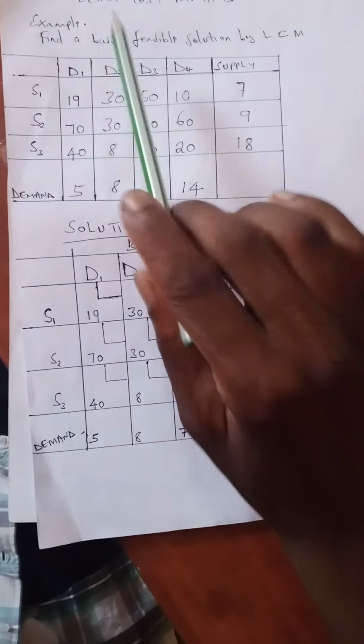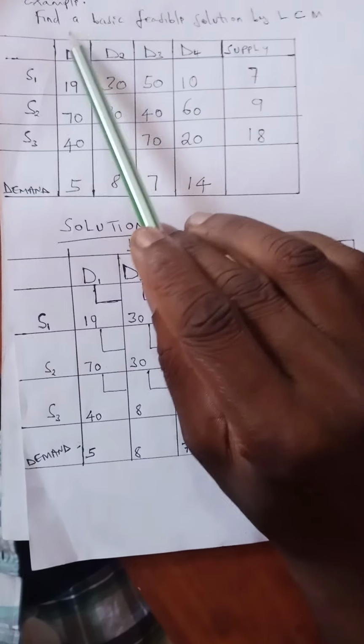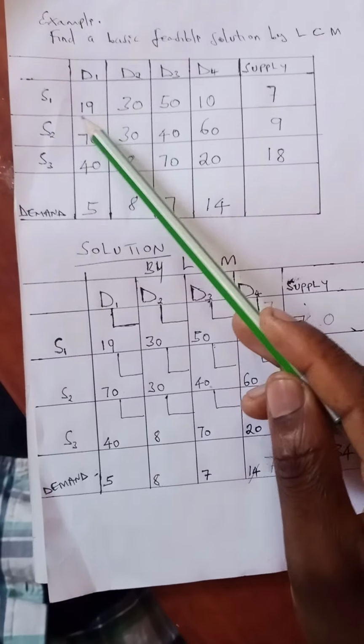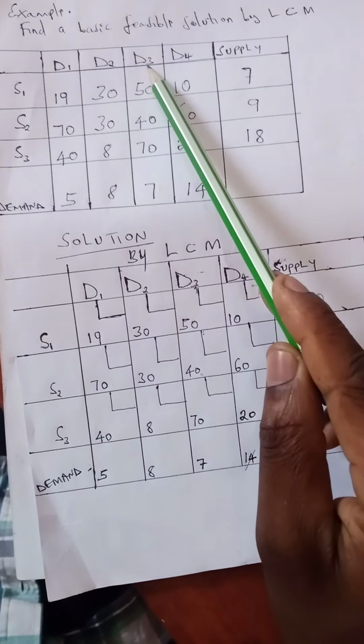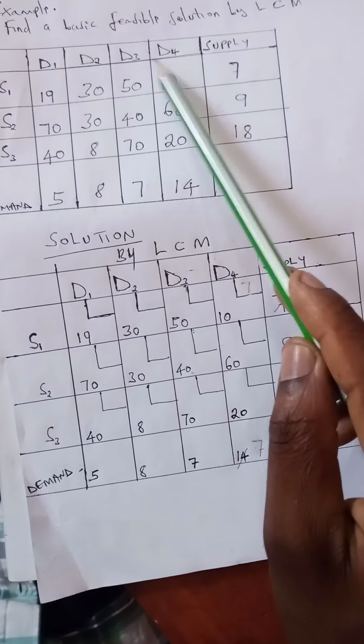As you can see here, we have one example. Find a basic feasible solution by using a least cost method. So we have our data here. As you can see, we have demand 1, demand 2, demand 3, demand 4.